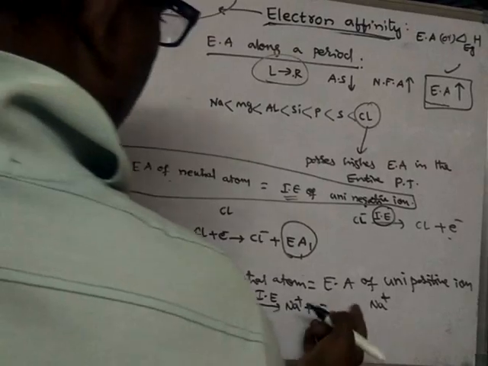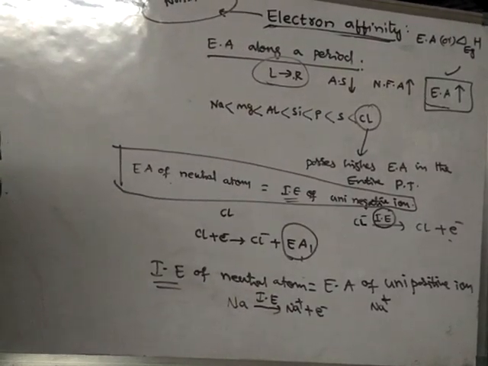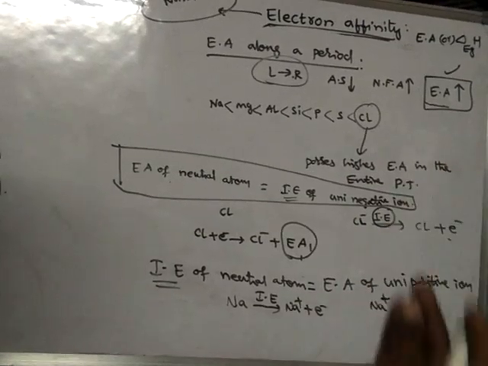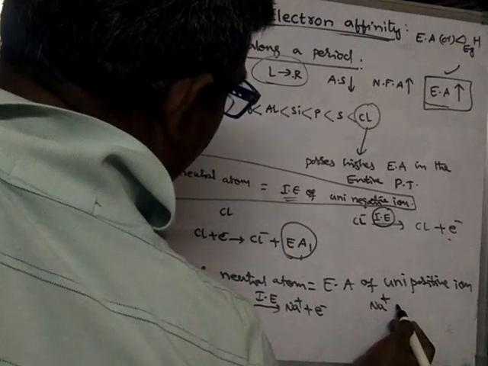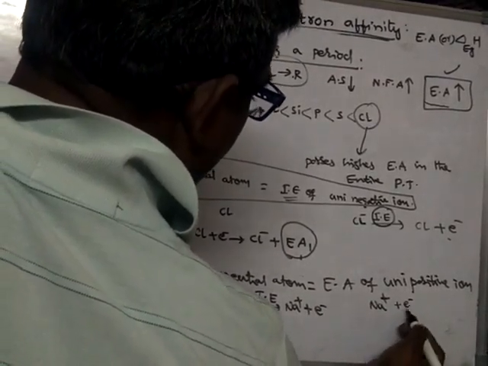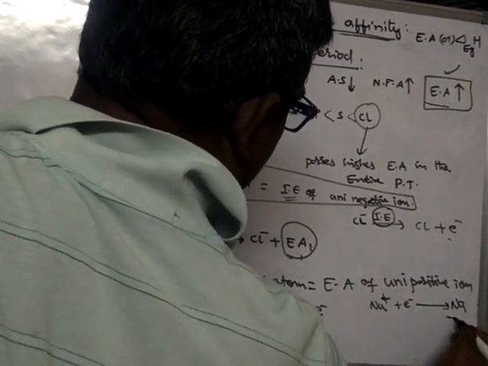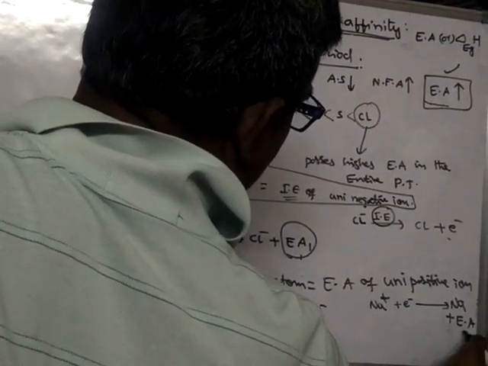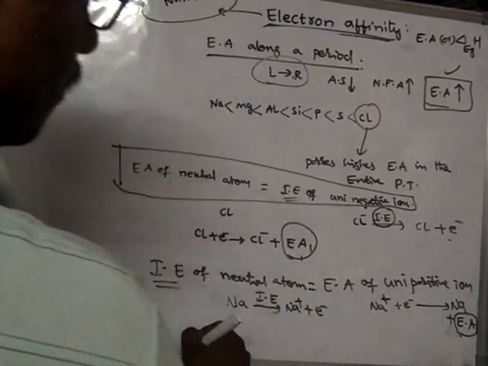Electron affinity means energy released when an electron is added to an atom. So here, when one electron is added to this ion, some energy is released in the process. The released energy is said to be electron affinity.